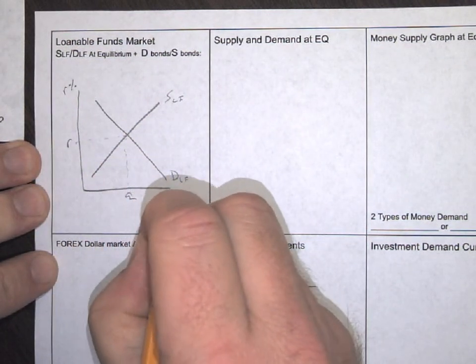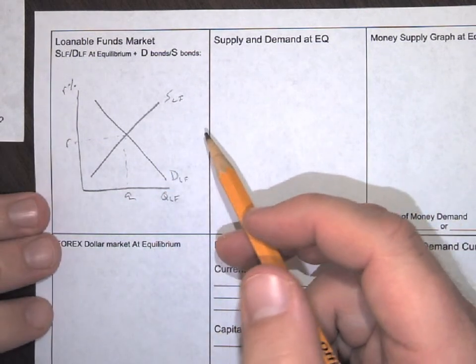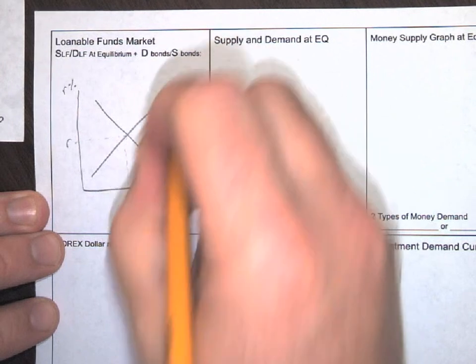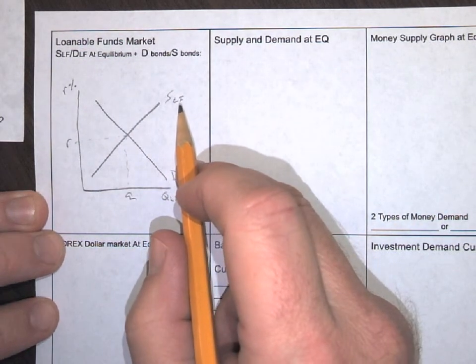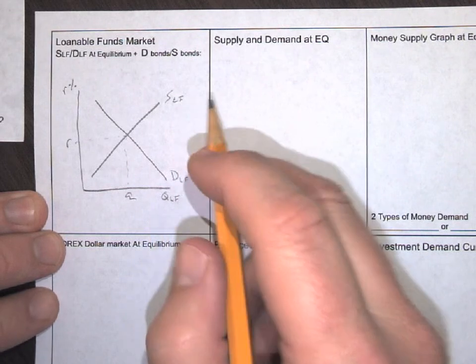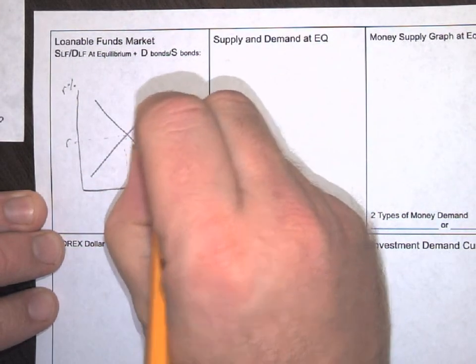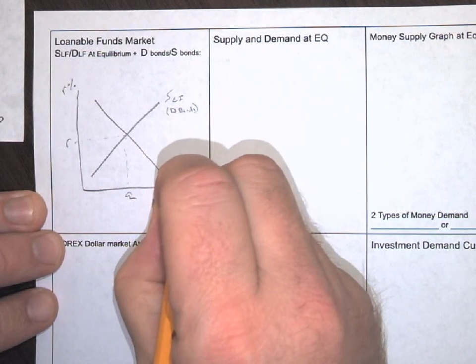So the quantity of loanable funds is determined by how much supply there is. Now, when we put our money in the bank, the supply of loanable funds would increase. Okay, so the supply of loanable funds is also the demand for bonds. And the demand for loanable funds is the supply of bonds.